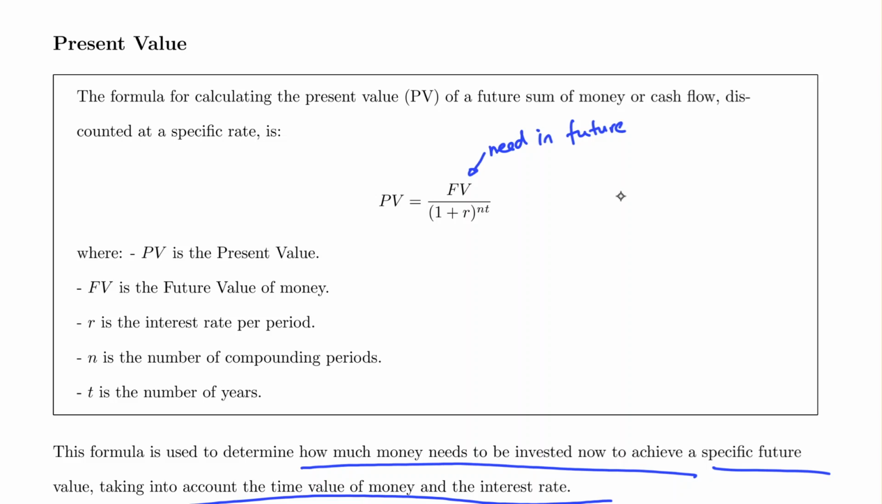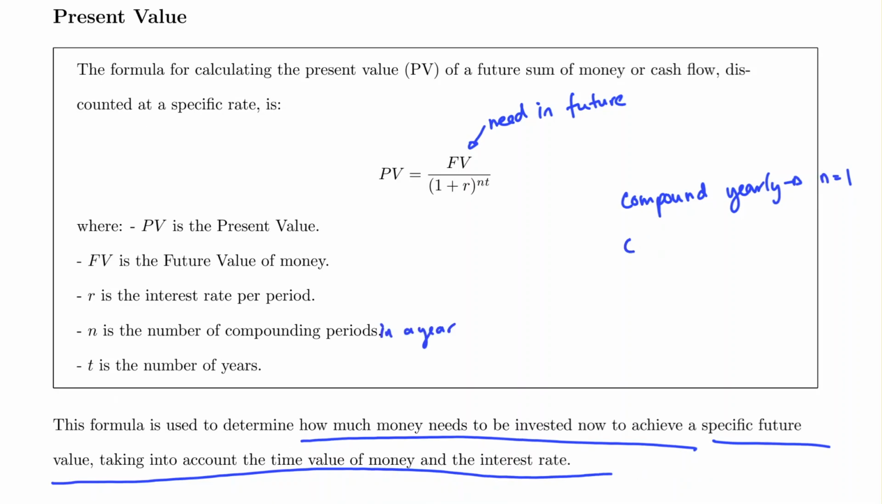So if it compounds yearly, then n is 1, because it's the number of compounding periods in the year. If it compounds monthly, and here I just realized there's an error in the notes. Could we make this divided by n? So let me write this out again. It should be 1 plus r over n, raised to the n times t.